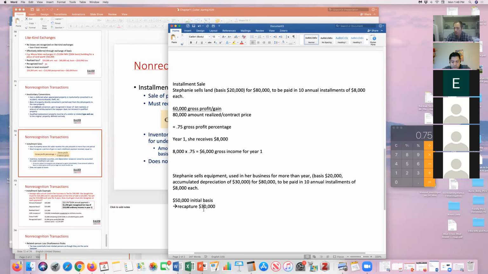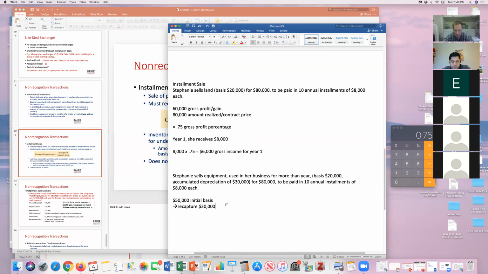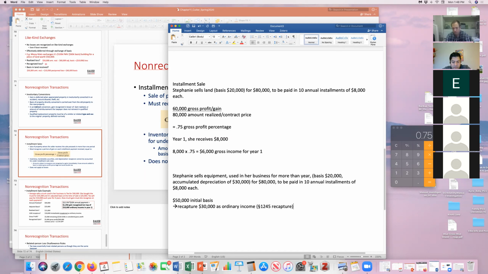She has to recapture up to the amount of depreciation, because it's less than the gain, as ordinary income. That's what we call section 1245 recapture, because this is not real estate.